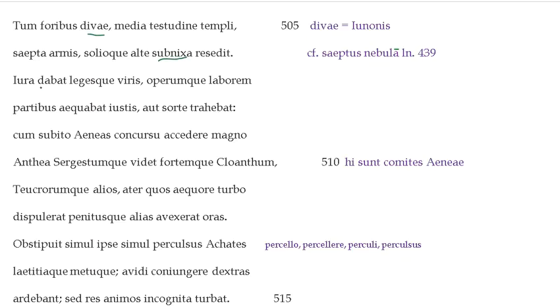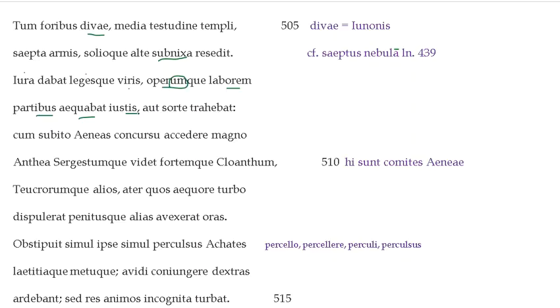And Dido jura dabat, legesque viris. She was giving jura and leges to the viris, and was aequabat the laborem operum. Here, this is genitive plural operum from opus. You guys might or hopefully remember that word. I guess I just gave it away. Whatever. So she was equaling those things.